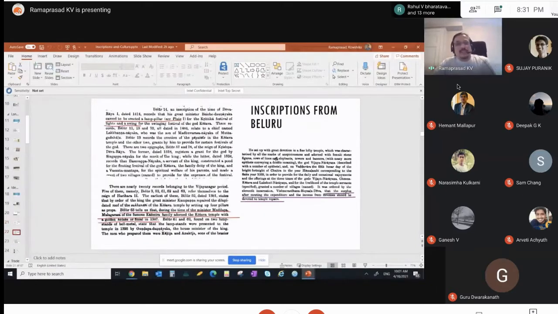Similarly here, some inscriptions from Beluru. I put this to show how this cross-country sponsorship of projects was pretty common. This is from somewhere in the 1300s. A merchant from Kashmir adorned the Keshava temple with a golden kalasa.